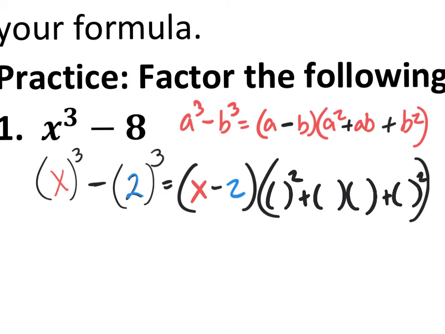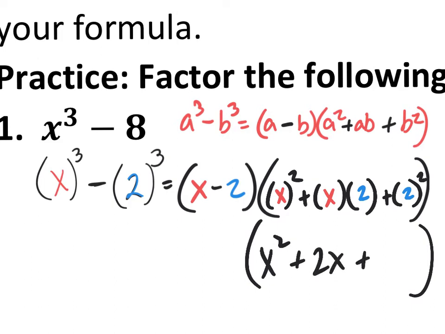Okay, so we know that our A value is x, so you put an x in there and an x right there. We know that our B value is 2, so you put a 2 right there and a 2 right there. So of course our trinomial will be x squared plus 2x plus 4.